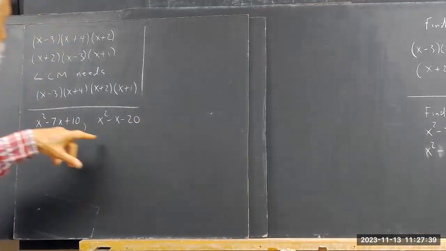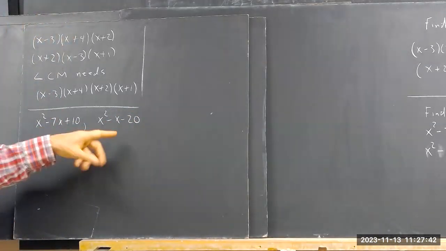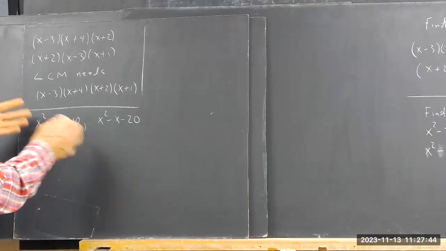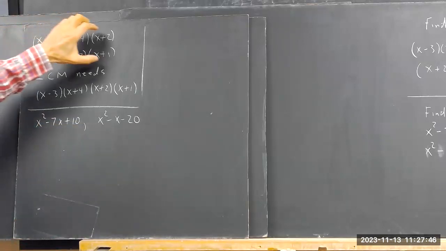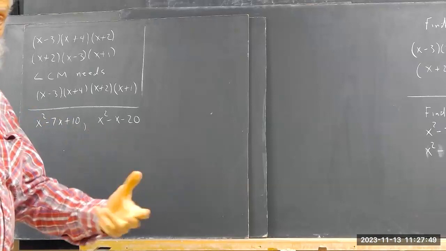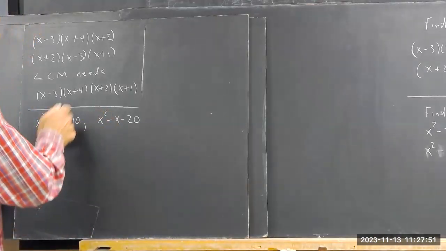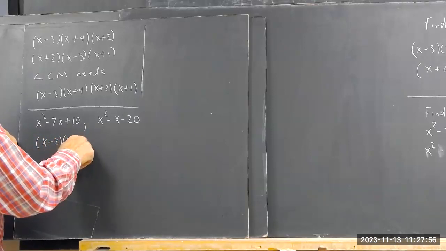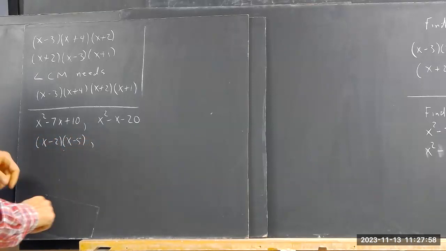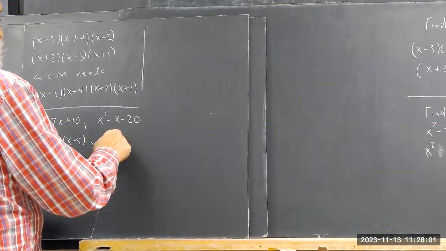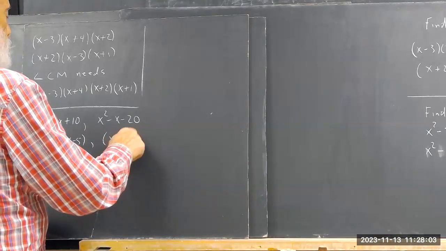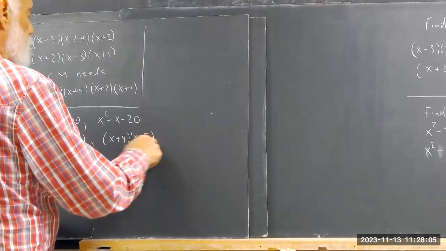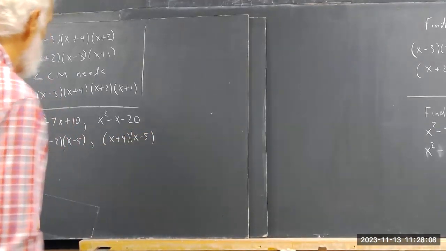Okay, now we have these two. We can factor them. And we need to factor them because we need it to be in this form before we can figure out what in the world the LCM is. Okay, well, we factor them. We get x minus 2 times x minus 5 and x plus 4 times x minus 5. Okay, well, what's the least common multiple? Clearly, we need x minus 2.